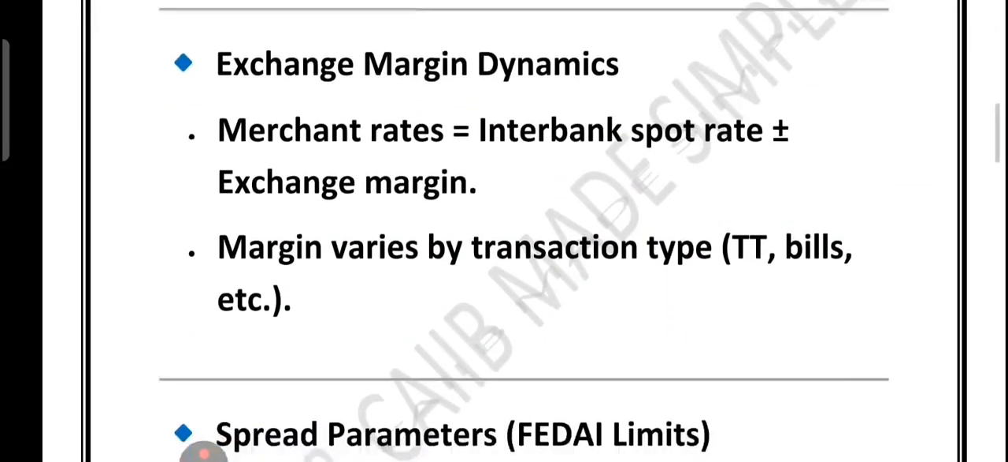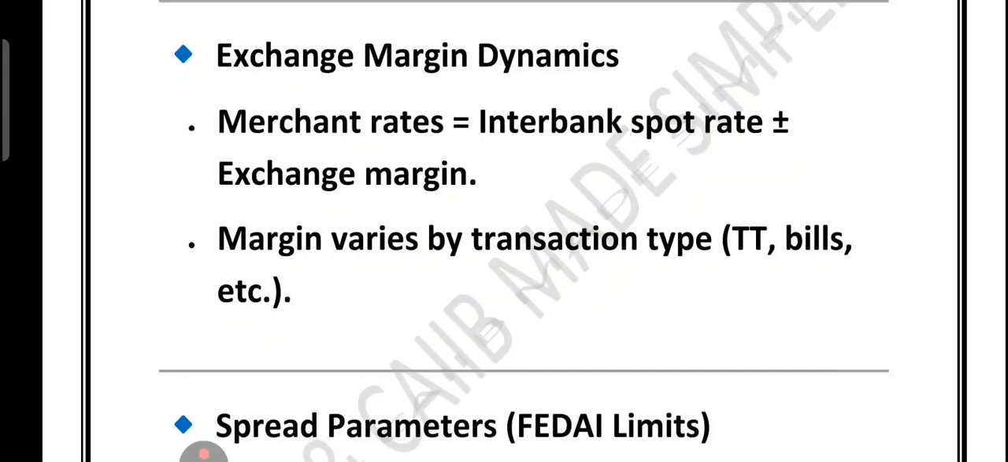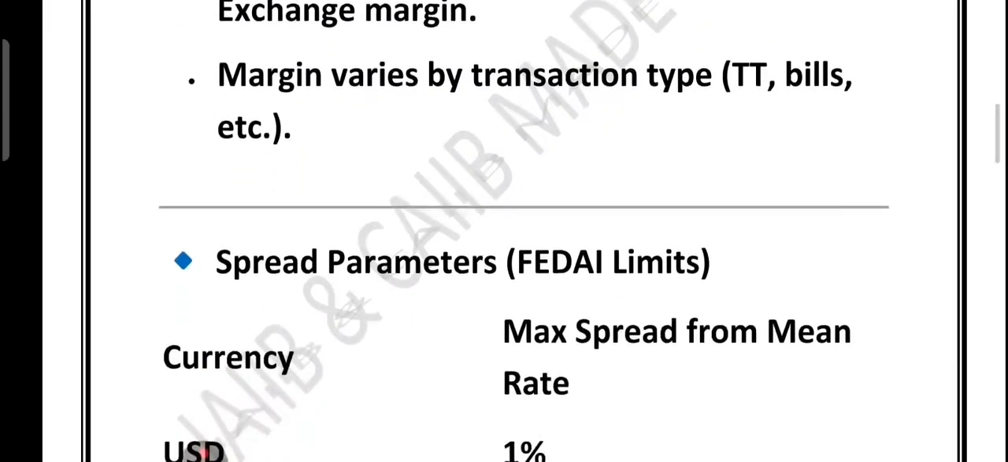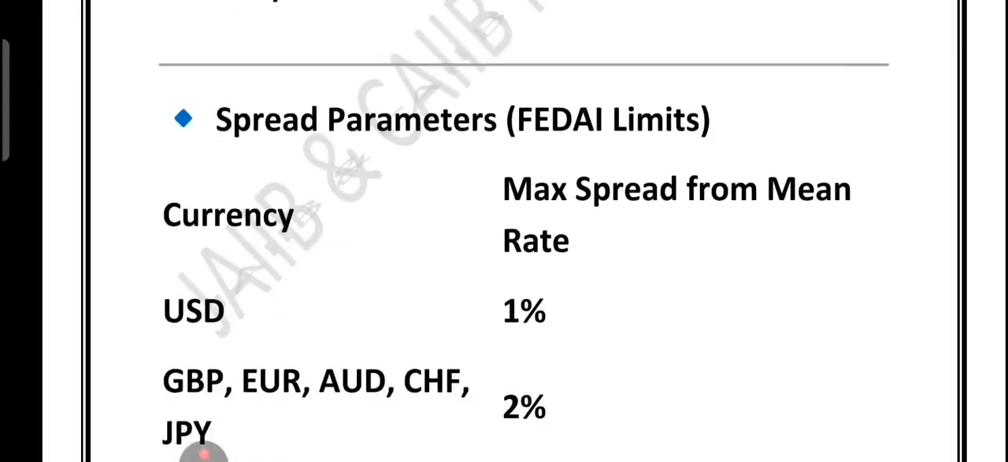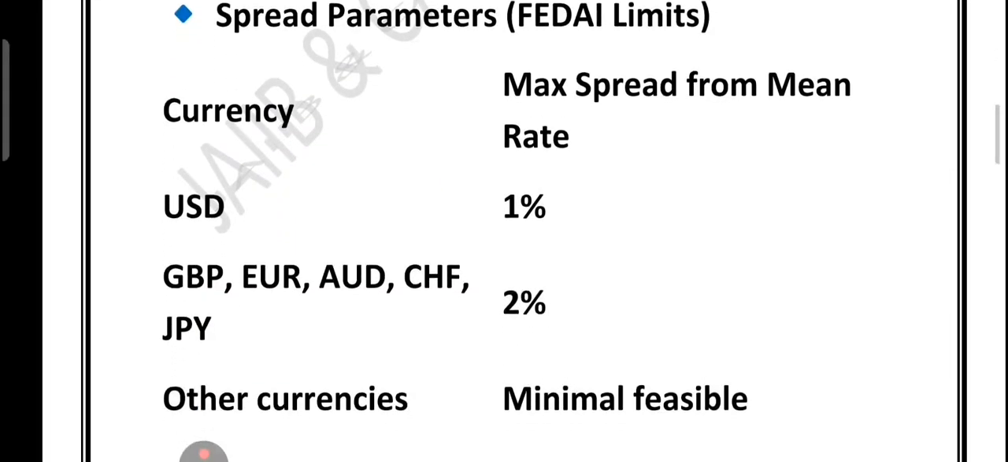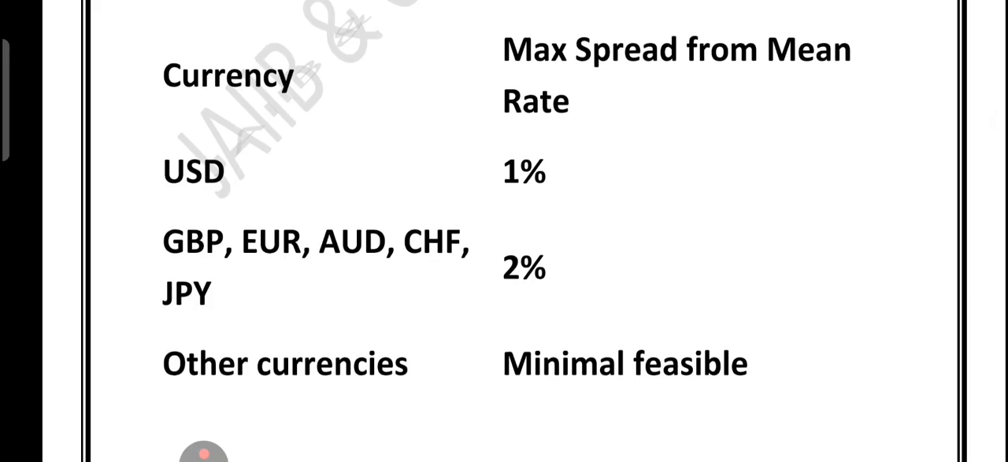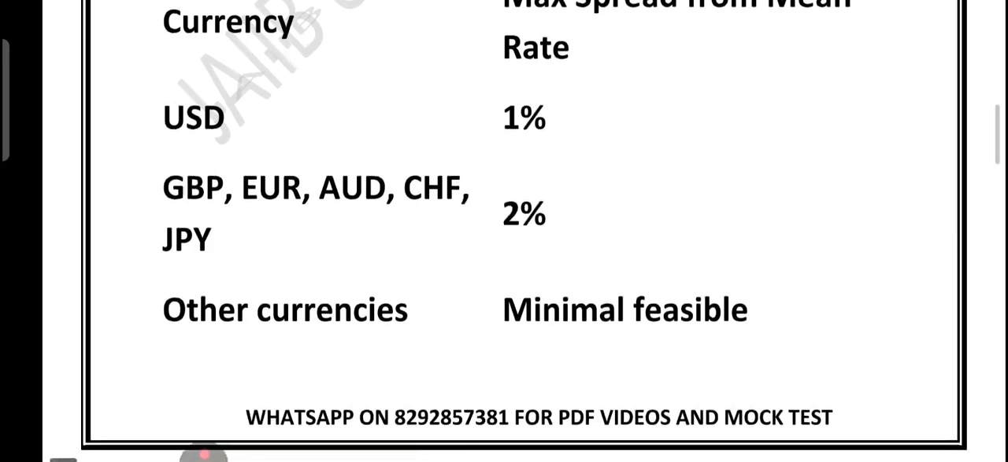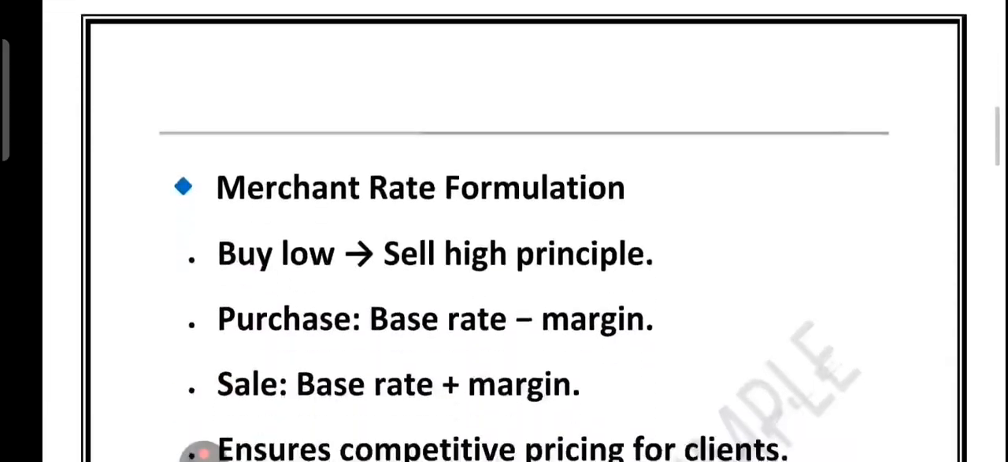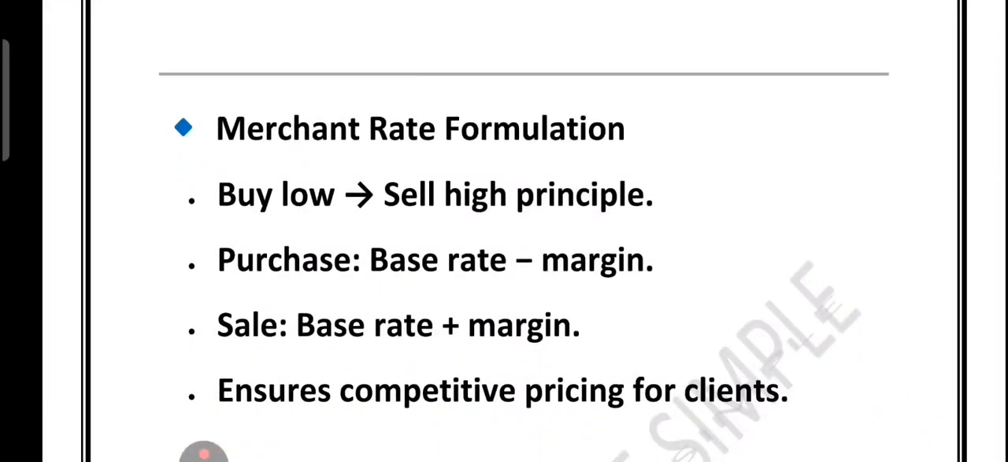Now you can see market merchant rate is just like interbank spot rate plus or minus exchange margin, right? And margin varies by the transaction type. So there are some currencies they have mentioned here, like dollar, maximum spread from mean rate is 1%. For GBP, Euro, Australian dollar, CHF and JPY, maximum spread from mean rate is 2%. Other currency minimum feasible.